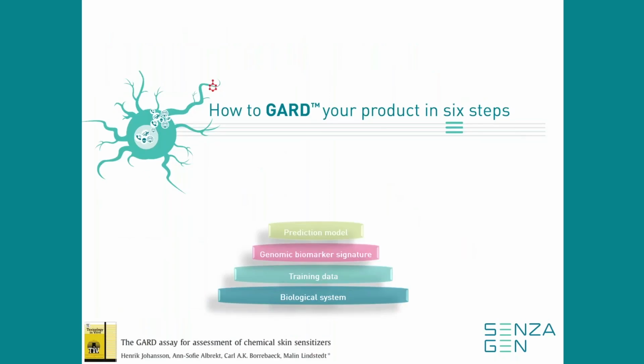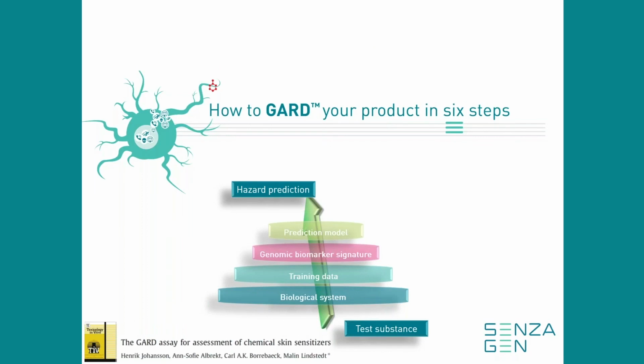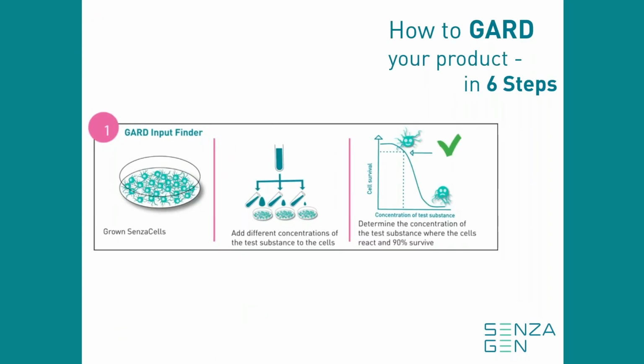Having explained how we develop our models, I would now like to describe how we proceed when we get an unknown test compound, and use this information in our model to inform on specific hazard. This is a brief summary of how you can GARD your product in only 6 steps. The first thing we do is screen for cytotoxic effect. We would like to find one input concentration to use in our assay, so we typically aim at the concentration of the chemical that induces a relative viability of 90% of the cells.